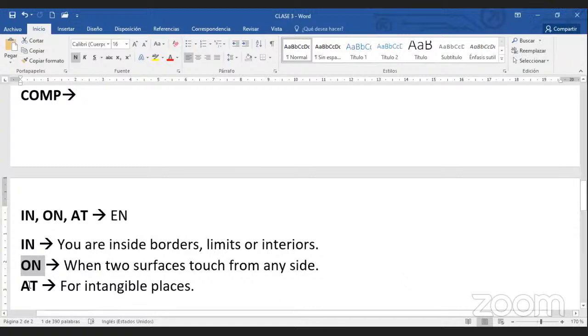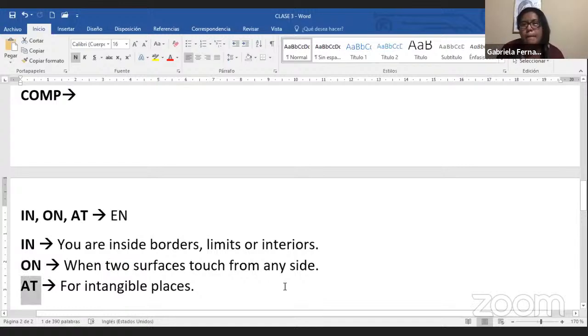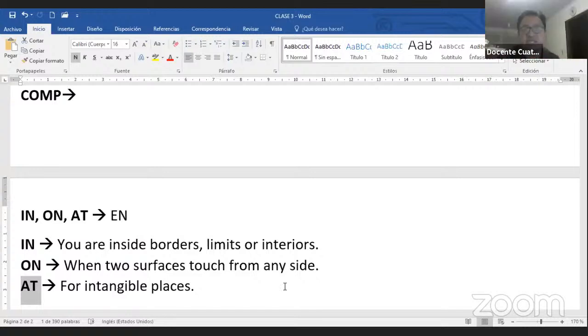And Gabby, can you give me an example with at? The orchestra was at the theater. At the theater? Yes. I don't know if they were inside the theater, or maybe they were passing by the theater, but they were at the theater. Very good.